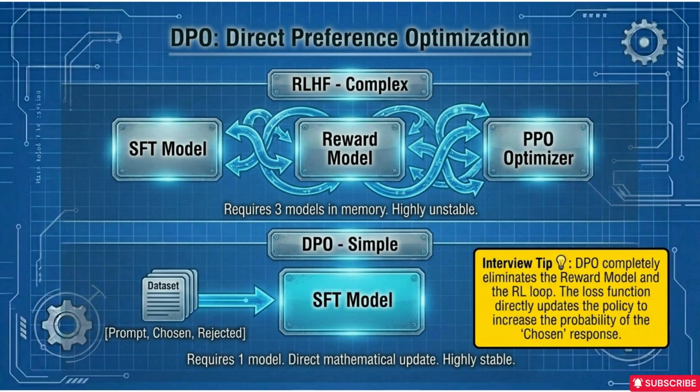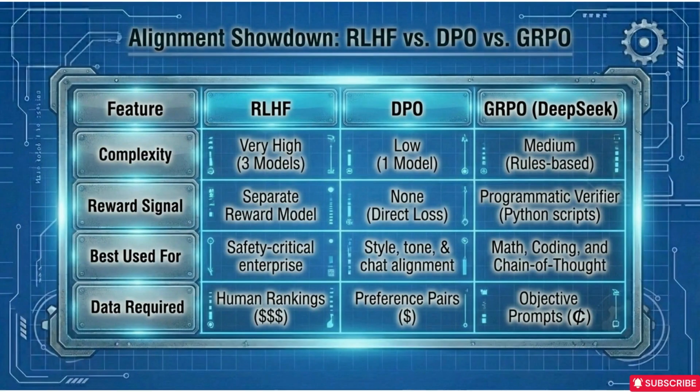DPO stands for Direct Preference Optimization. It is simpler than RLHF because it does not require a separate reward model and PPO training loop. DPO directly learns from preference pairs, such as chosen answer versus rejected answer. This makes the training pipeline easier, more stable, and cheaper compared to traditional RLHF. For many practical alignment tasks, DPO has become a popular alternative because it gives strong results without the complexity of full reinforcement learning.